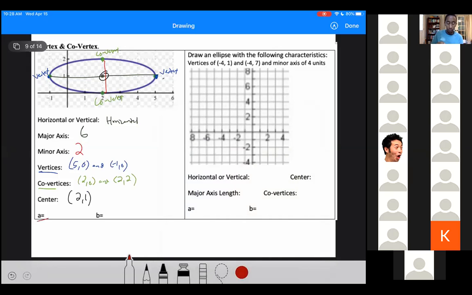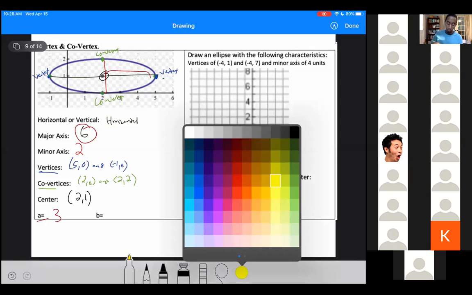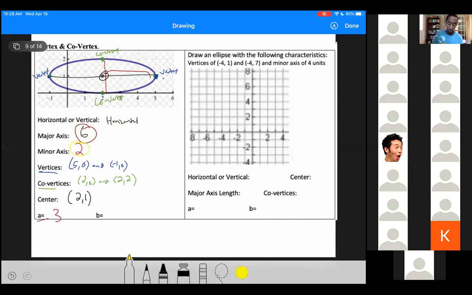And the A, again, remember, is half of the major axis. You can look at the graph, or you could just do half of this major axis, which would be 3. B is half of the minor axis, which would be 1. All right, go ahead and try the one on the right. I'll give you some time on that one.